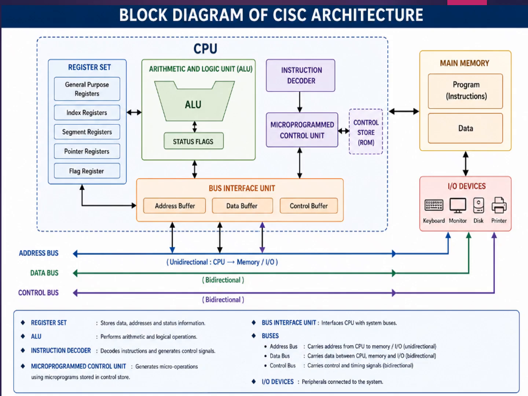So what will the main register set be doing? The register set stores data, addresses, and status information. It stores the data first, then the addresses, and then the status, that is, in what condition the information is present there. Then the ALU, arithmetic and logic unit, is the part of the CPU which performs the arithmetic and logical operations, as the name denotes.